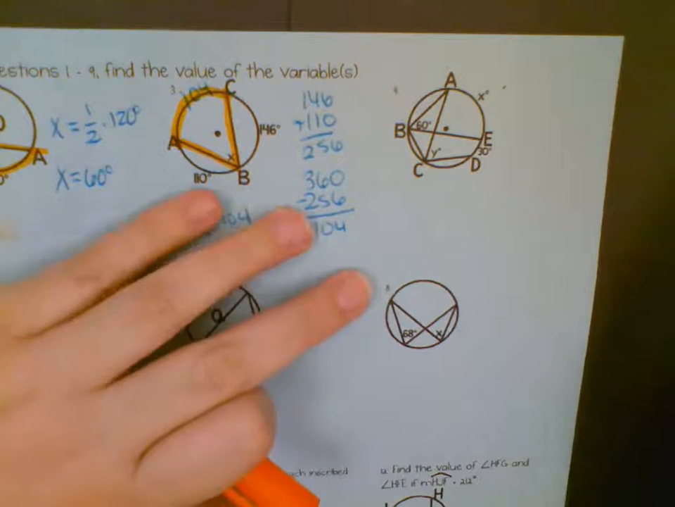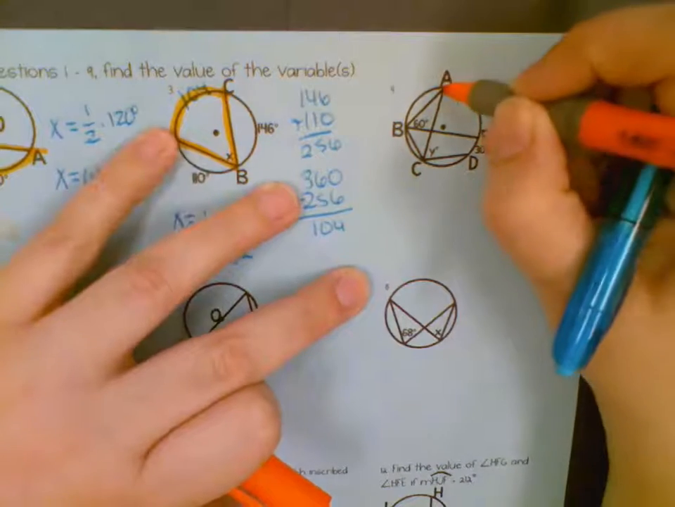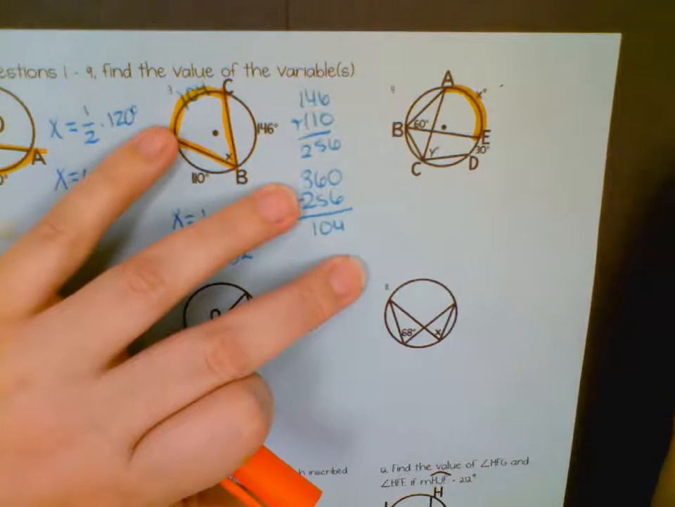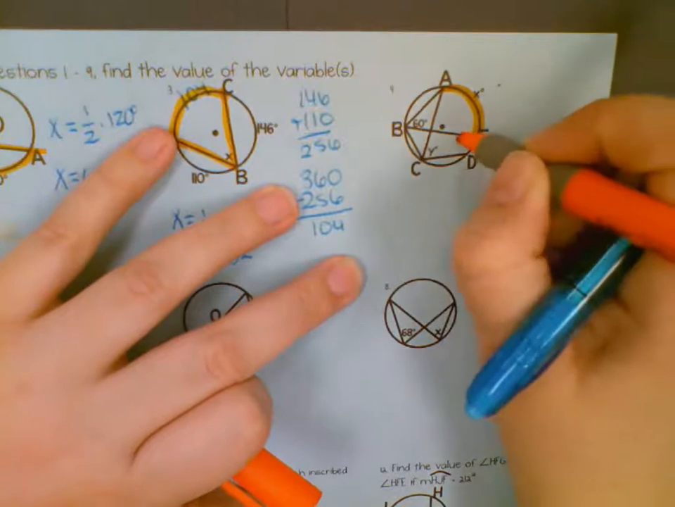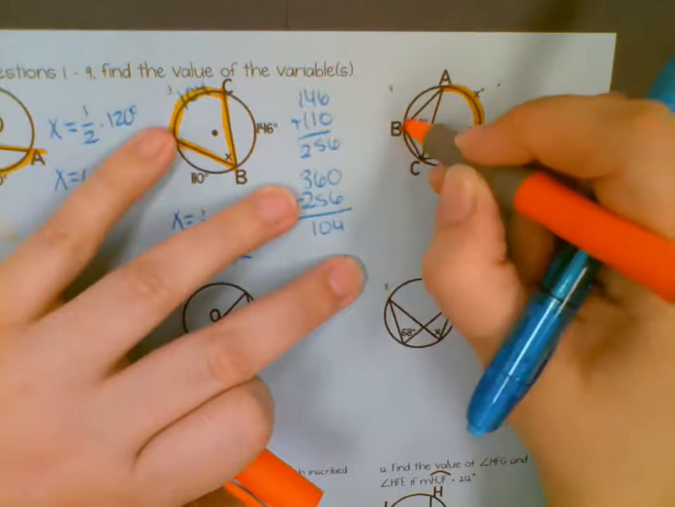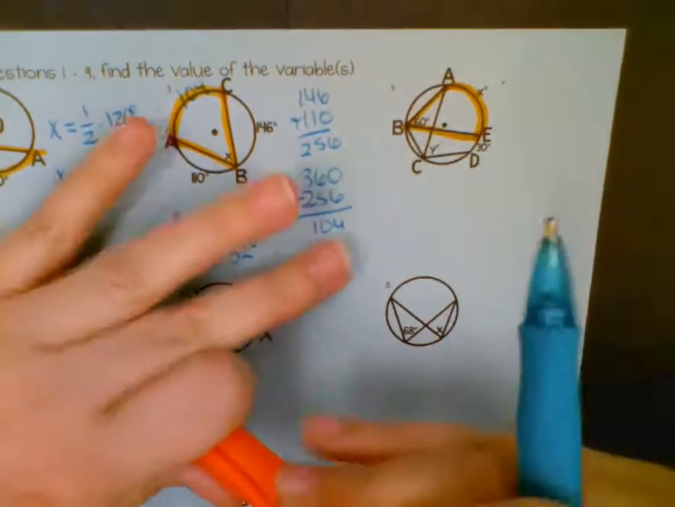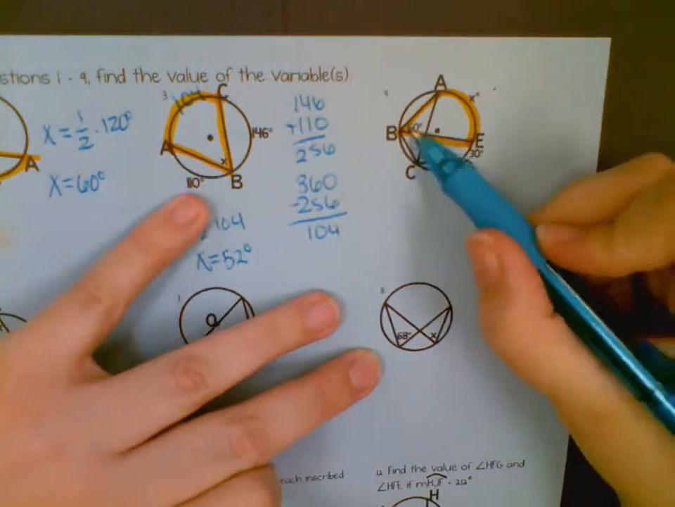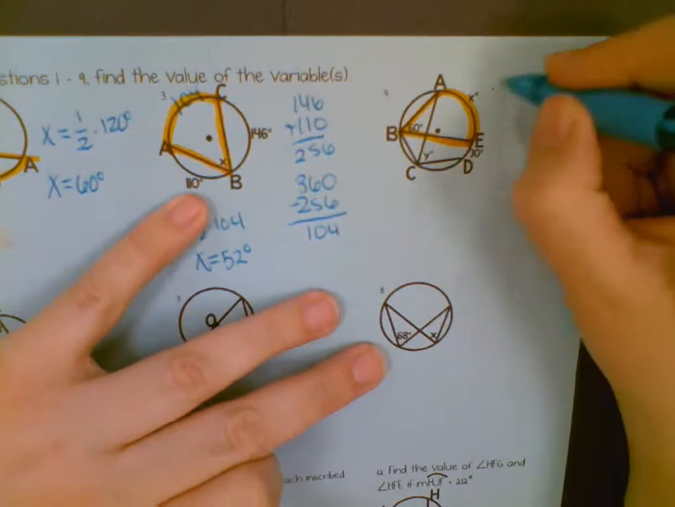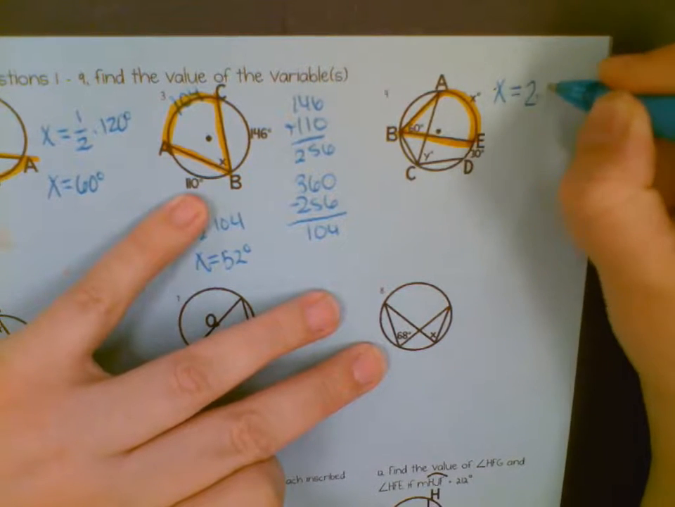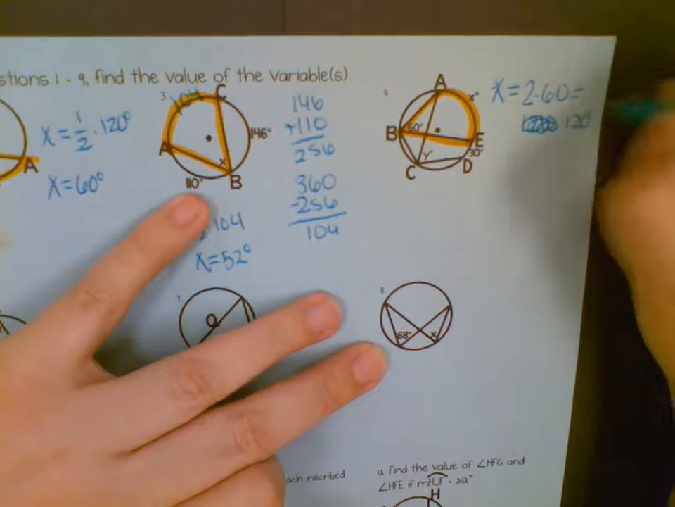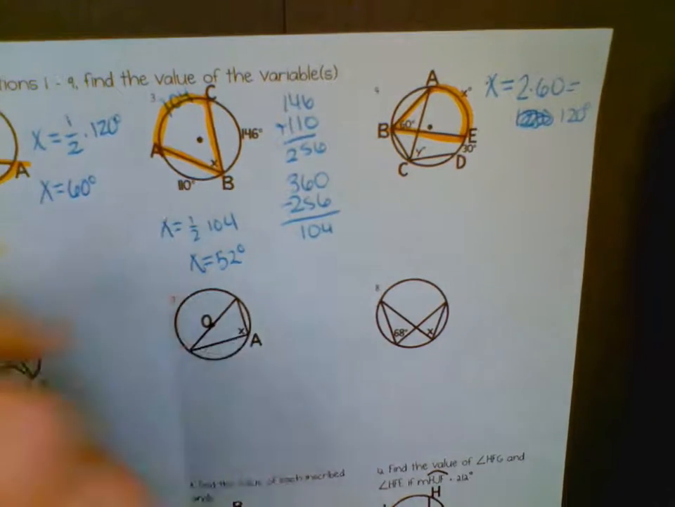So I can see that x is this arc. So I'm going to highlight the angle that touches it, or that intercepts it. That would be this side, and this side. So remember we said that the angle is half the arc, but the arc is twice the angle. So the arc would be 2 times the angle. So x is 120. Okay, so now let's try to look for y.